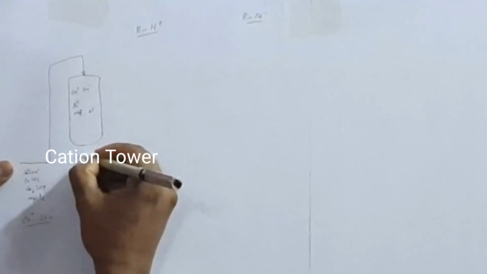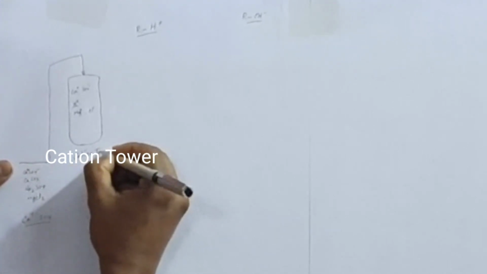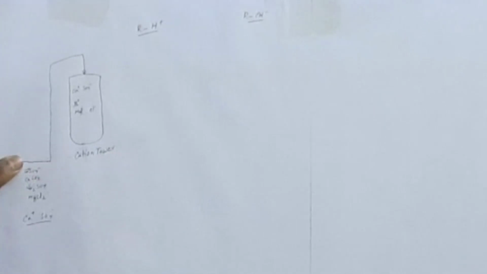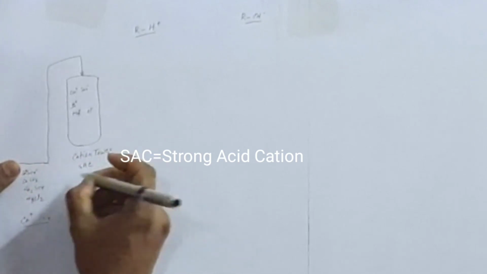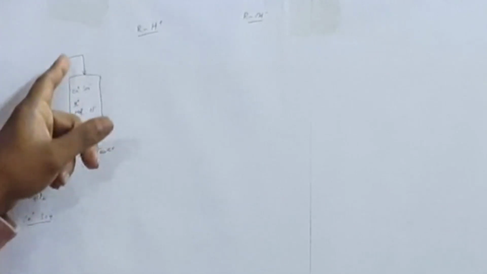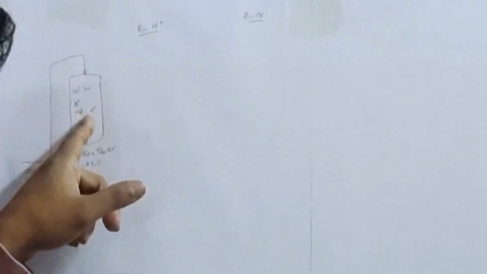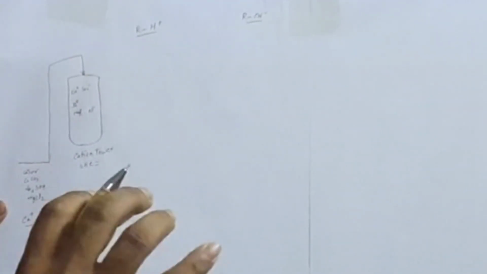This cation tower will absorb the cation, the positive ion. This is called the cation tower, otherwise called SAC, that means strong acid cation tower. In this cation tower, when this product enters, the resin will absorb the cation. In the cation resin, hydrogen ions are available.